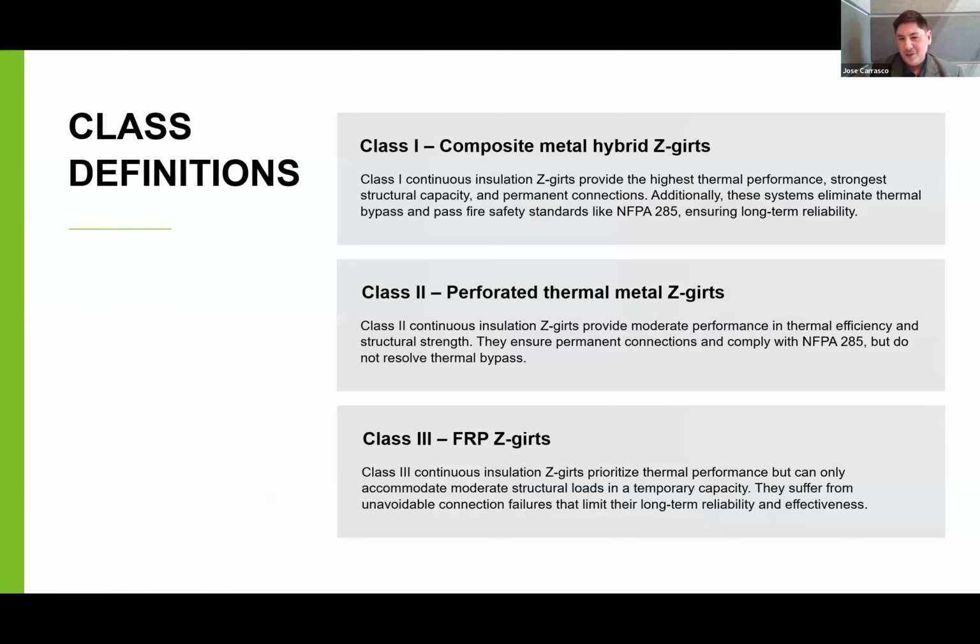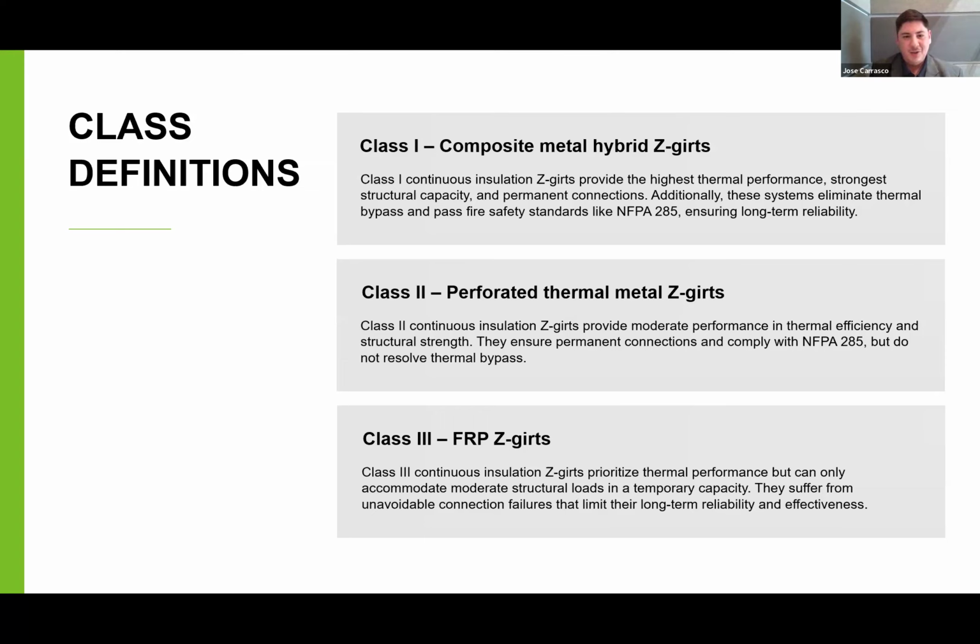Start off with some definitions of the various classes. Class 1 systems are going to be our composite metal hybrid Z-girts, and these are really going to give you the best performance overall from a structural, a thermal, and a fire safety perspective. We know class 1 systems have the highest thermal performance. They have the strongest structural capacity. They provide permanent connections while also eliminating thermal bypass and passing NFPA 285.